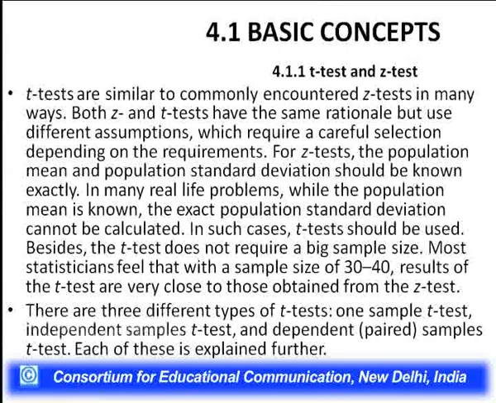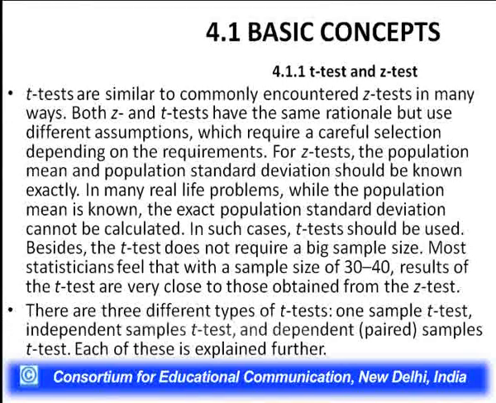T-tests are similar to the commonly encountered z-test in many ways. Both z and t-test have the same rationale but use different assumptions, which require a careful selection depending on the requirements. For z-test, the population mean and population standard deviation should be known exactly, whereas in many real life problems, the exact population standard deviation cannot be calculated. In such cases t-test should be used. Besides, the t-test does not require a big sample size.